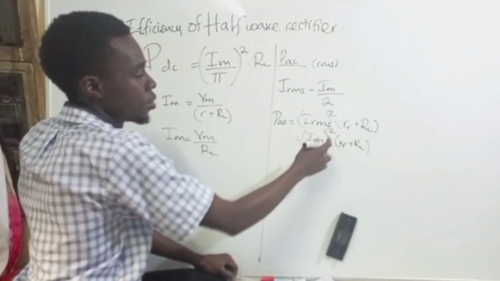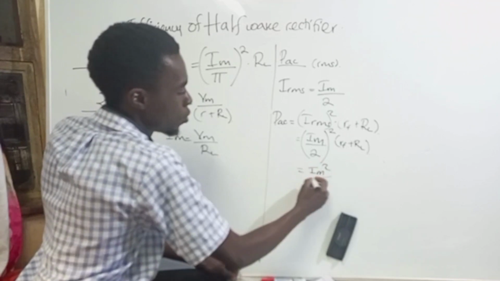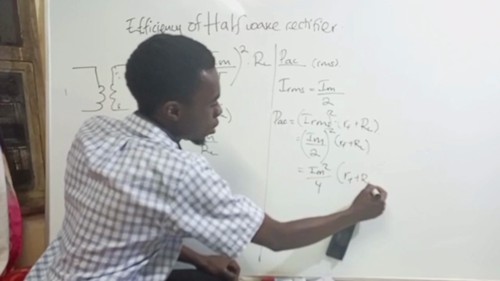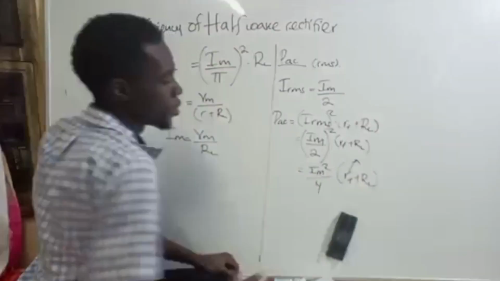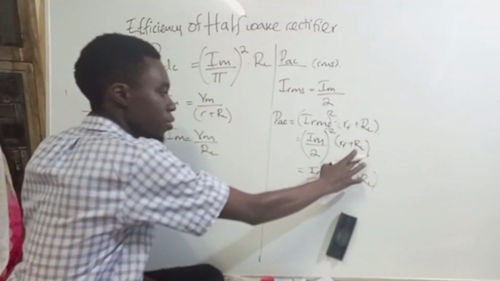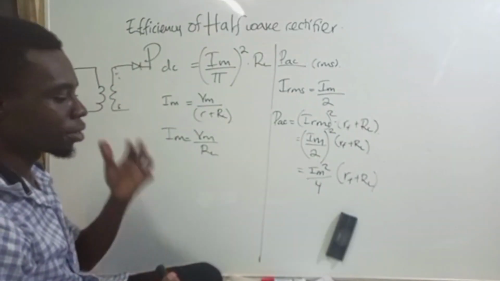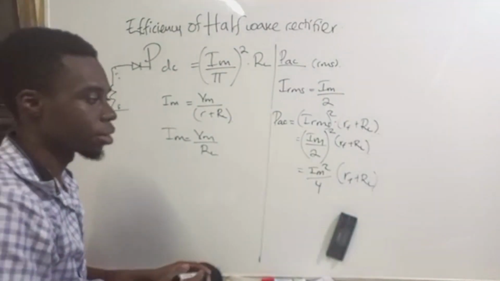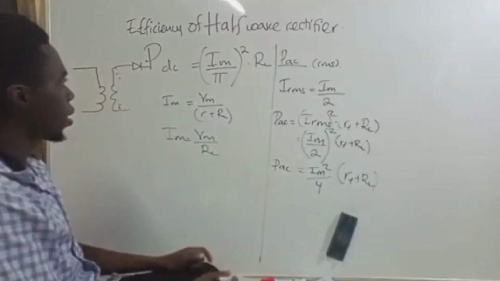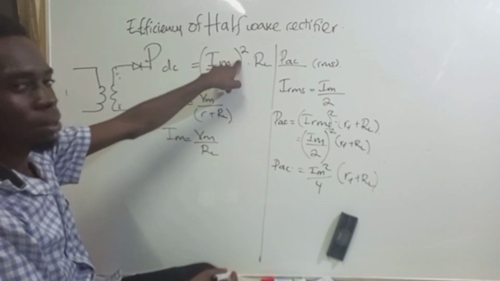So when I put these two inside, I'll remain with Im squared over 4 times RF plus RL. We say this RF is the forward resistance of the diode. So I hope we are clear up to there. This RF is the forward resistance of the diode. So that is our AC value of the power, and our PDC, we had calculated.